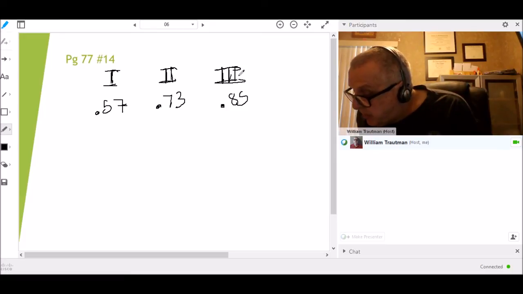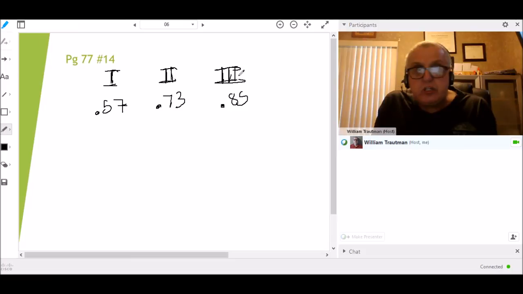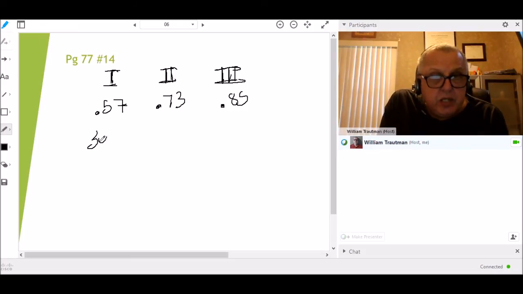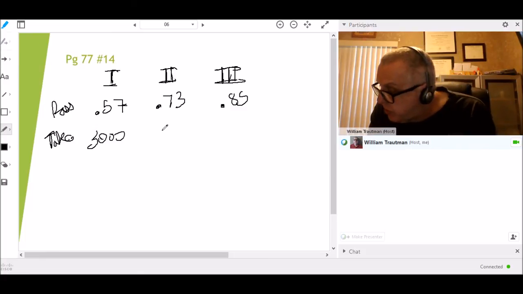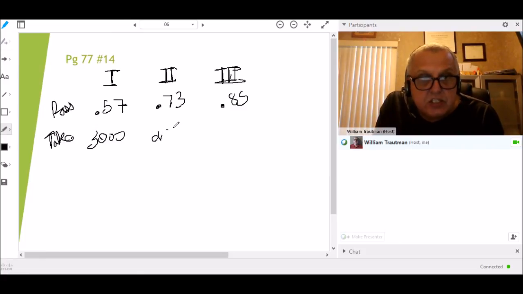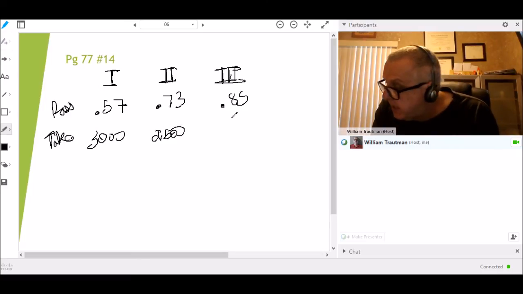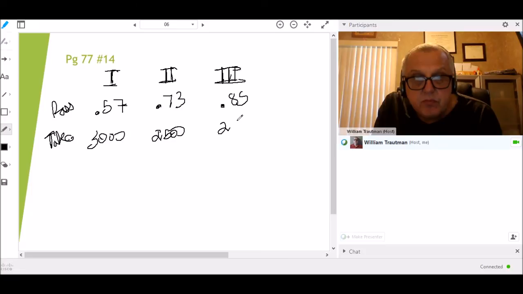Suppose that 3,000 people take level 1, 2,500 take level 2, and 2,000 take level 3. So 3,000 people took this exam. I'm going to put "take" here, and I'm going to put the pass rate, "pass", here. 2,500 took this test, and 2,000 people took this test.